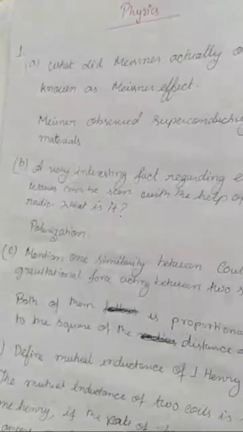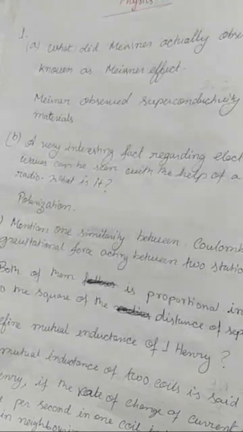Next, we have the question, define mutual inductance of 1 Henry. So the mutual inductance of two coils is said to be 1 Henry if the rate of change of current of 1 ampere per second in one coil induces an EMF of 1 volt in the neighboring coil.